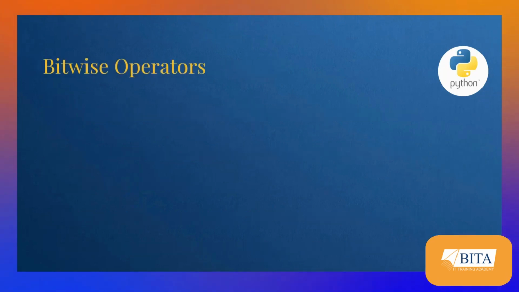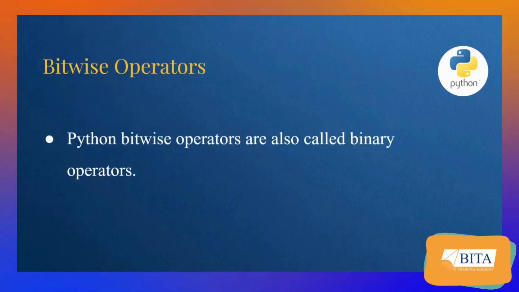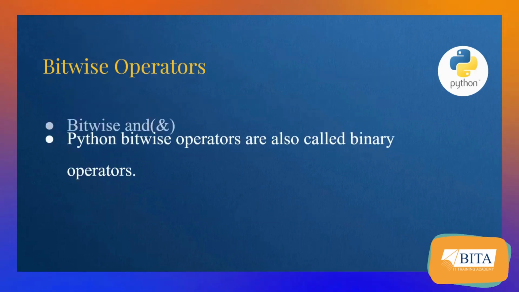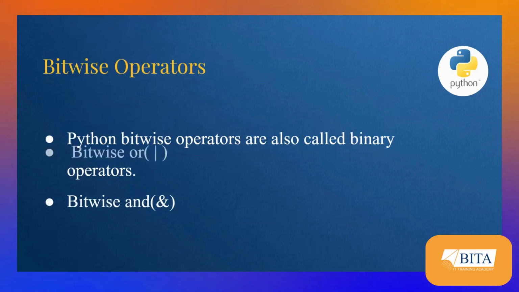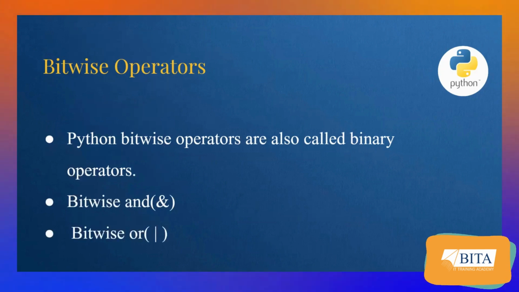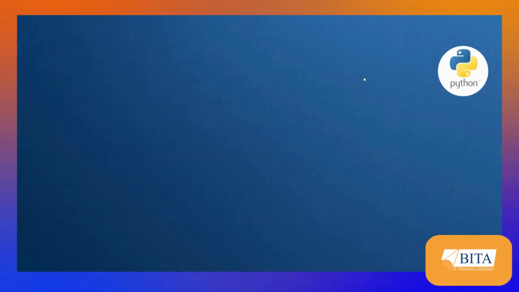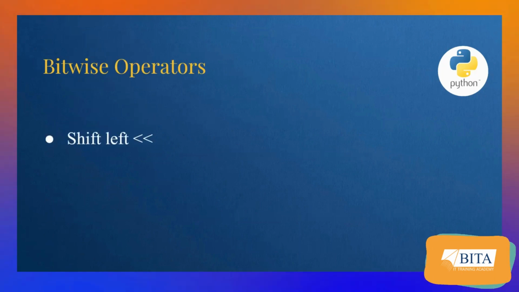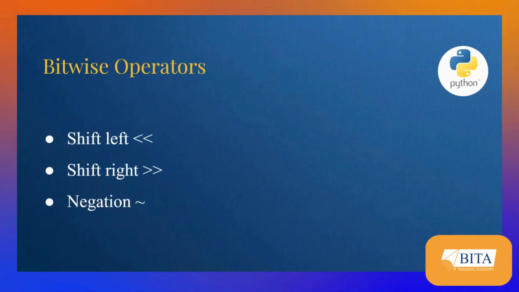In bitwise operators, we have some different types of operators. What are the types? Bitwise AND and bitwise OR. For AND, we use the ampersand sign, and for OR, we use the pipeline. Bitwise XOR uses the caret. Next, the shifting operators: shift left, less than, shift right, greater than, and negation, the tilde sign. So these are all the different types of operators. We can also call these binary operators. And the AND, OR, and XOR operators depend upon the truth table values.